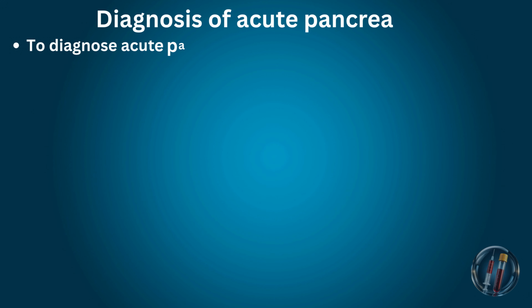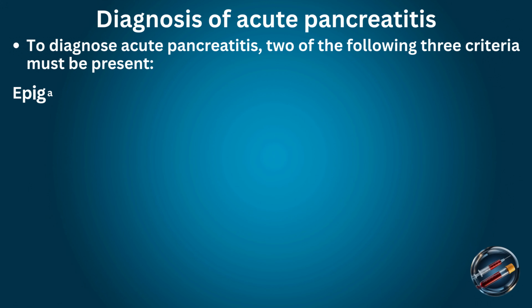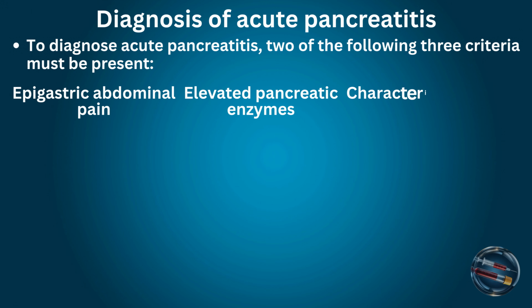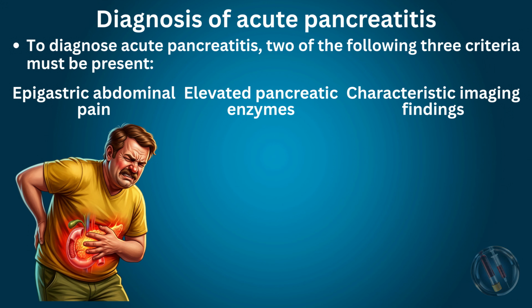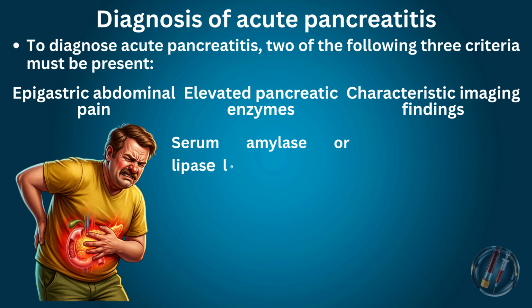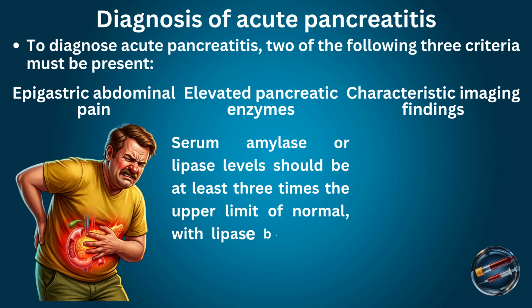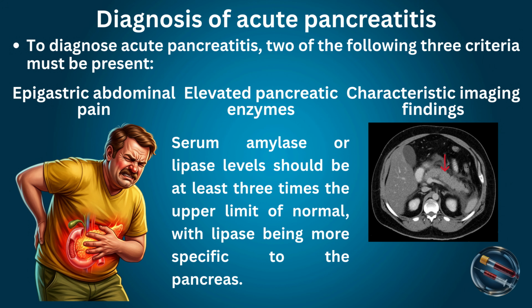To diagnose acute pancreatitis, two of the following three criteria must be present: epigastric abdominal pain, elevated pancreatic enzymes, and characteristic imaging findings. The abdominal pain classically radiates to the back due to the retroperitoneal position of the pancreas. Serum amylase and lipase levels should be at least 3 times the upper limit of normal, with lipase being more specific to the pancreas. Finally, imaging such as a CT scan may show characteristic abnormalities like pancreatic swelling and peripancreatic edema.